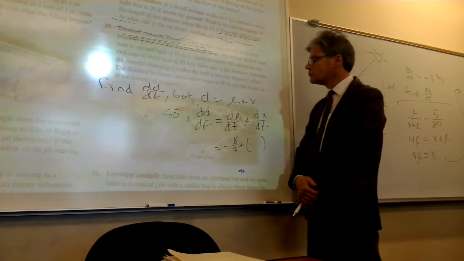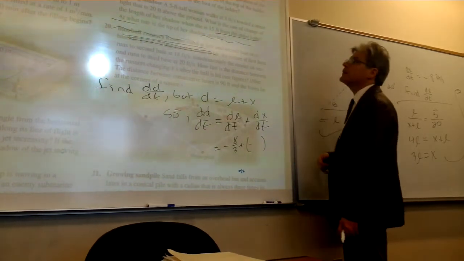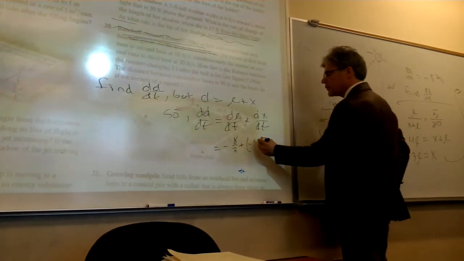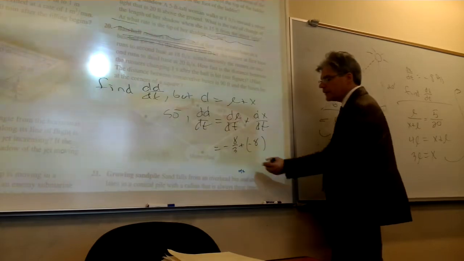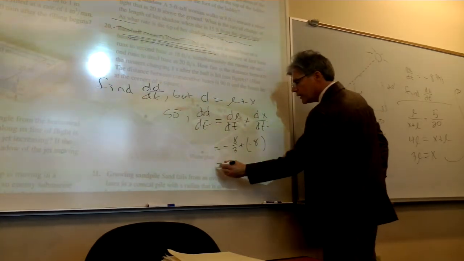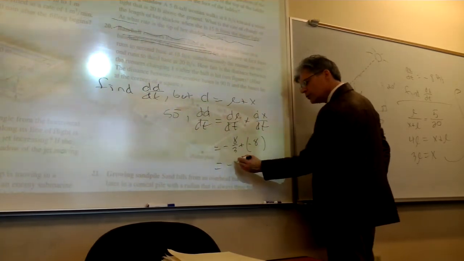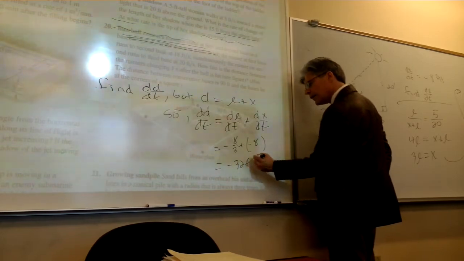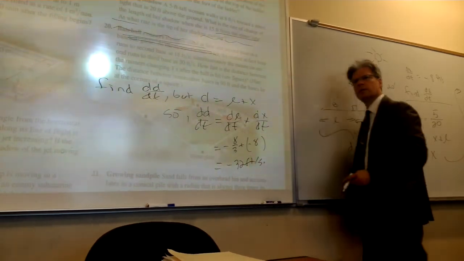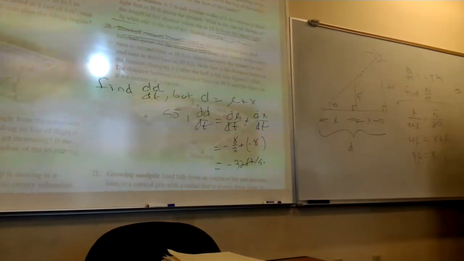Oh, okay. And by the way, I think dx/dt was given as -8 feet per second. So I think in the end I'm getting negative, I don't know, is that 32? Help me guys, feet per second? Please double check my arithmetic.